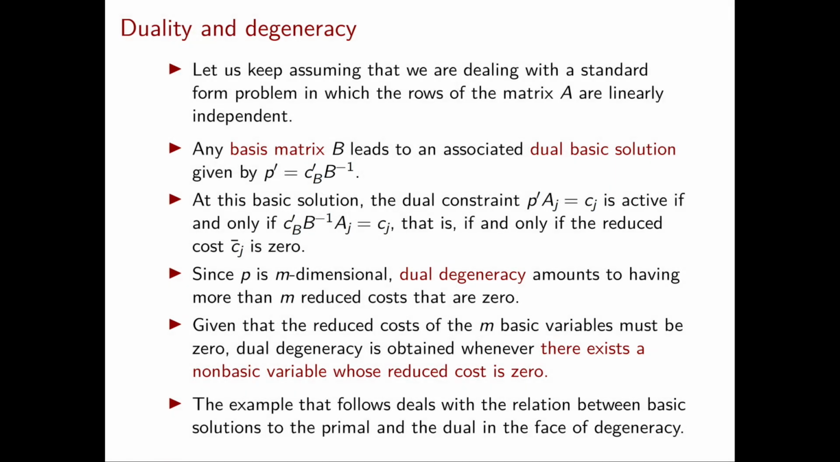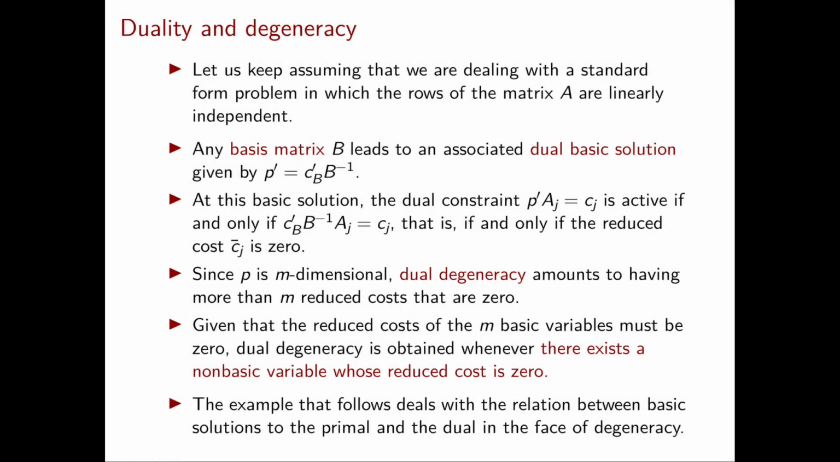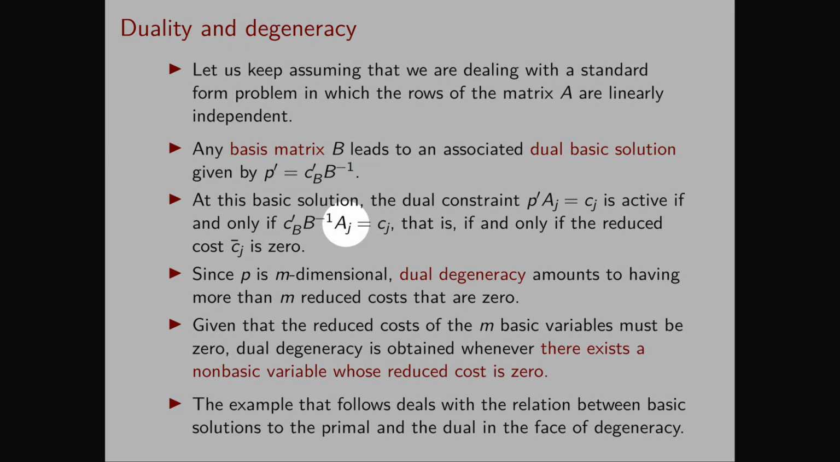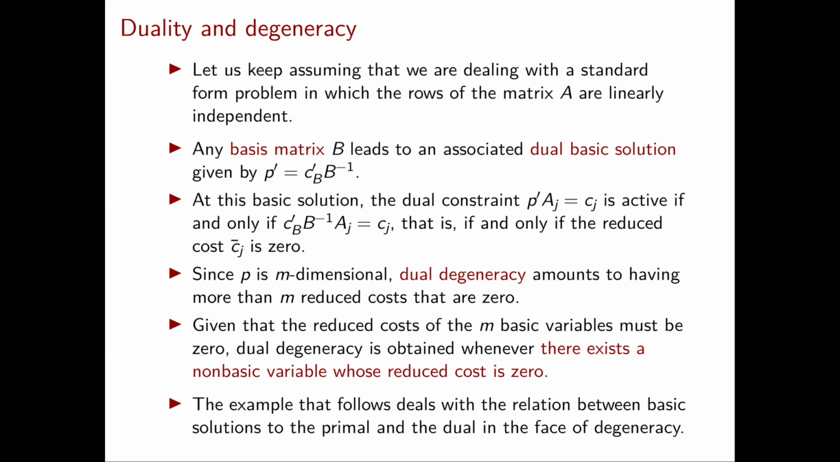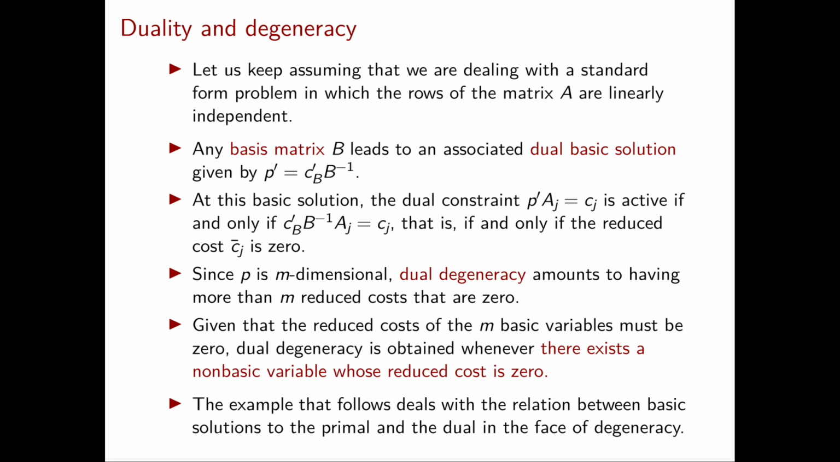To understand degeneracy, we need to understand the active constraints at p. The dual constraint p transpose A_j equal to c_j is active if and only if we have c_B B inverse A_j equal to c_j, where we only replaced p using this formula. So the jth constraint is active if and only if the reduced cost c bar j is 0.